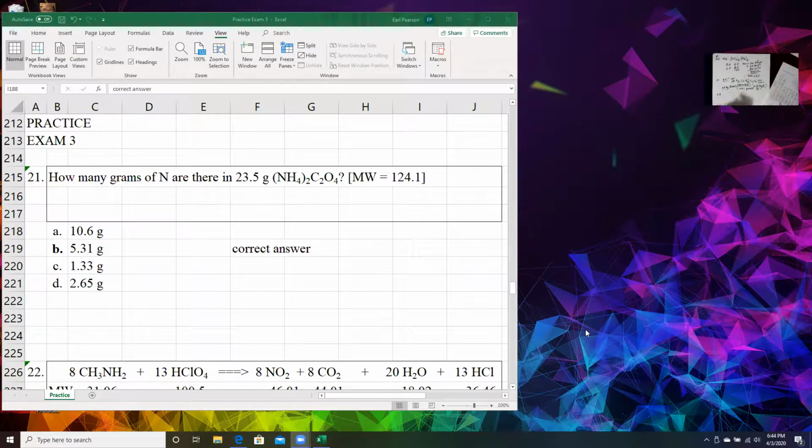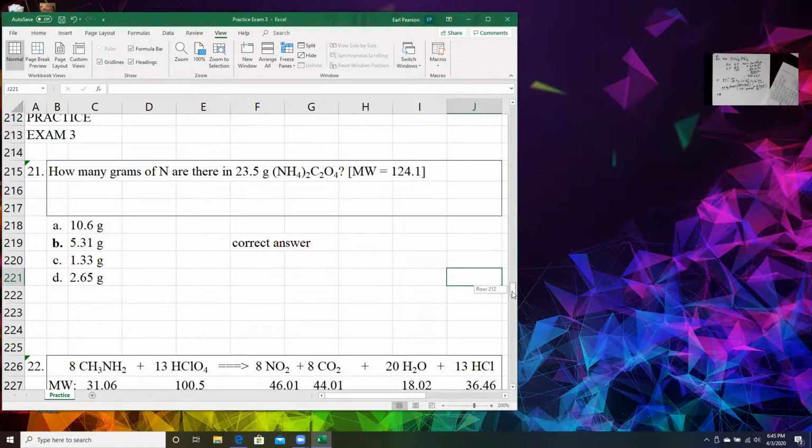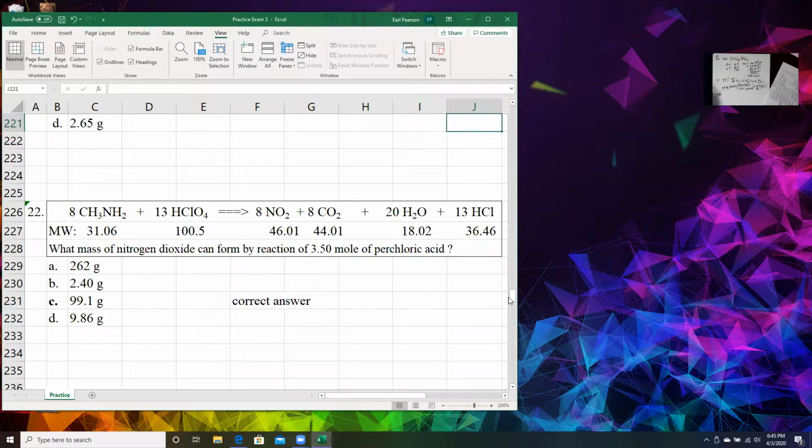Here is a reaction. It's 22. I said 23. It's 22. Number 22. We've got a reaction. What mass of nitrogen dioxide can form by the reaction of 3.5 moles of perchloric acid?